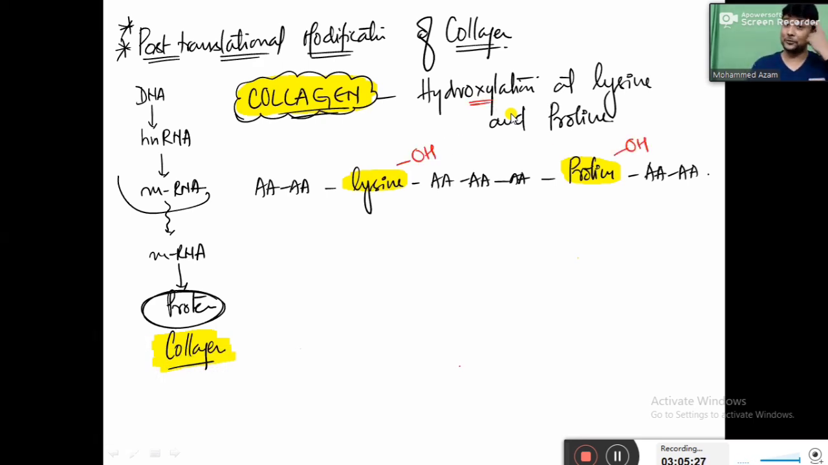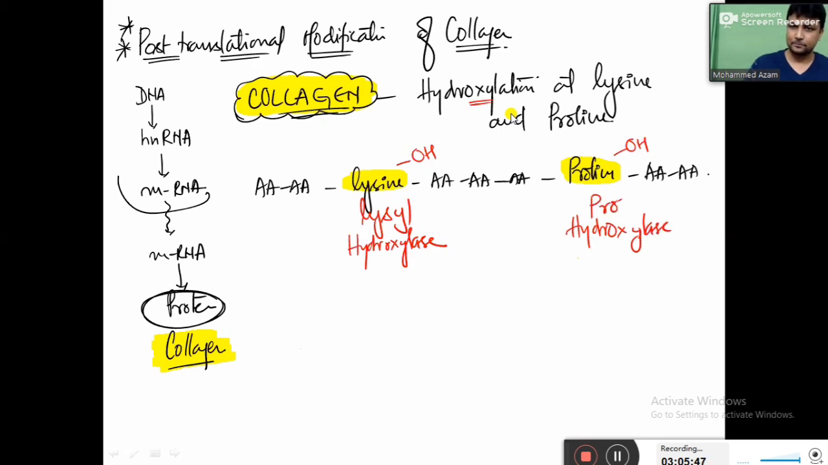Now read the statement. Hydroxylation at lysine and proline. You people know very well what is the name of the enzyme. Hydroxylase. Complete name, lysyl hydroxylase. What is the name of the enzyme here also, sir? Hydroxylase. Complete name, prolyl hydroxylase. So which enzyme is helping in addition of OH group? Yes, it is hydroxylase enzyme. Lysyl hydroxylase, prolyl hydroxylase. And remember, these two enzymes will be requiring a coenzyme, and that coenzyme is vitamin C.